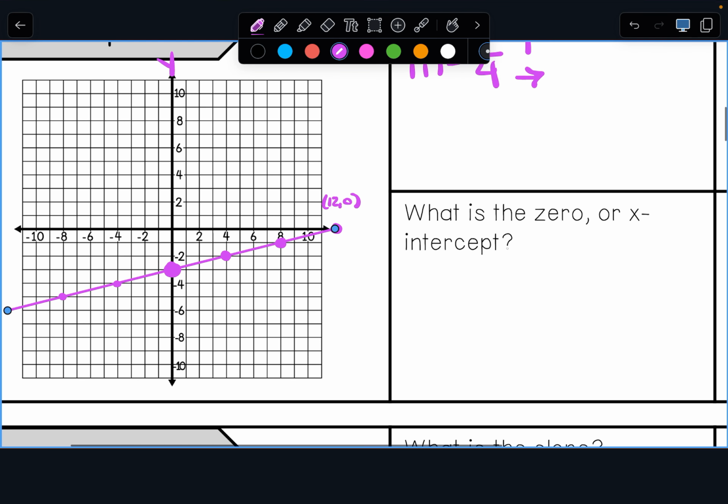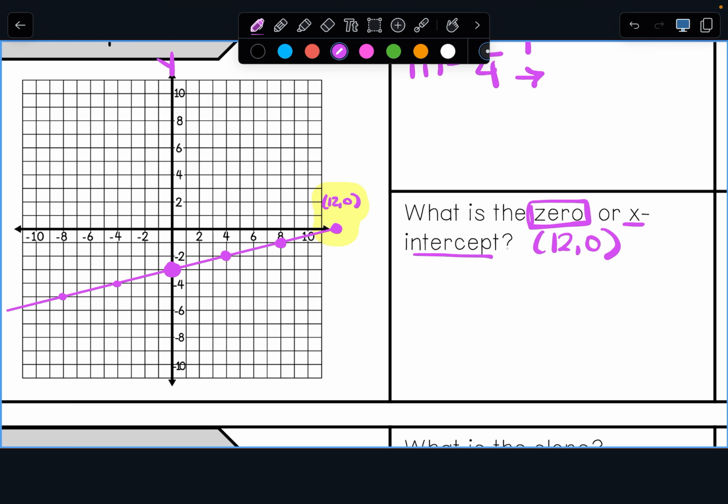Next box says, what is 0? 0 is another word for the x-intercept. It says it right there. Just in case you needed that reminder, they're not asking for the number 0. They're asking what the x-intercept is. Just like the y-intercept is also called the starting point. Now, we already figured out that the x-intercept is what?